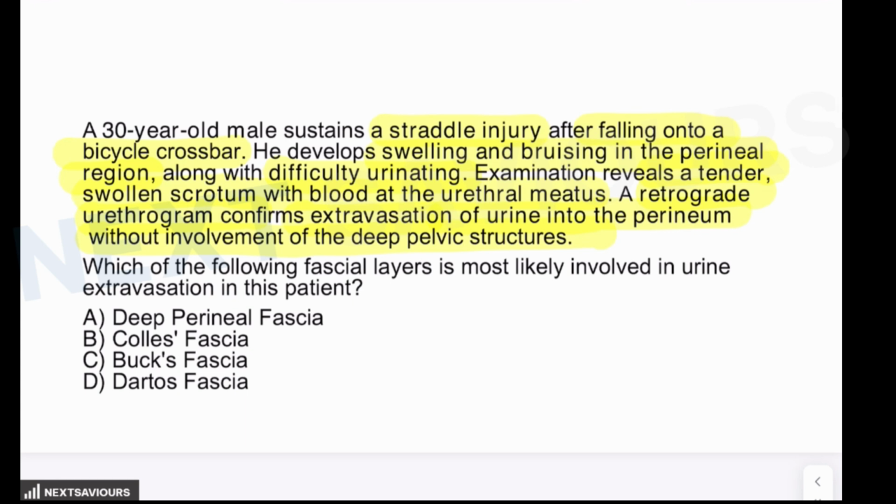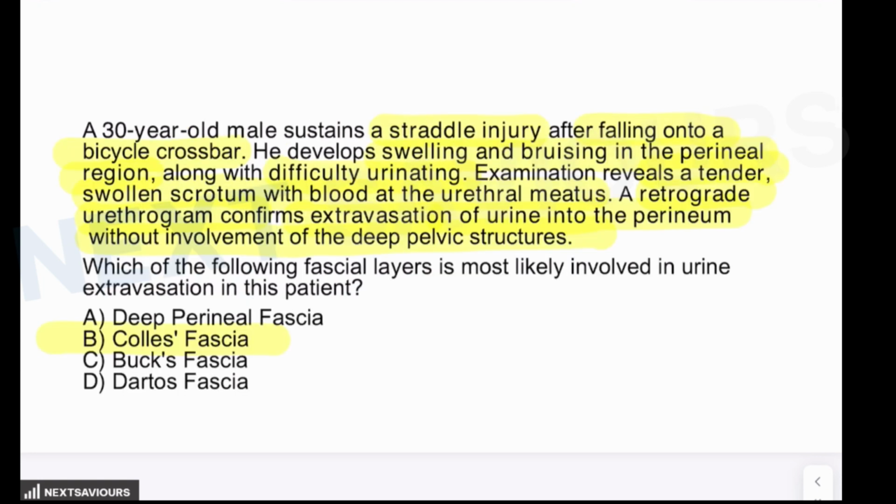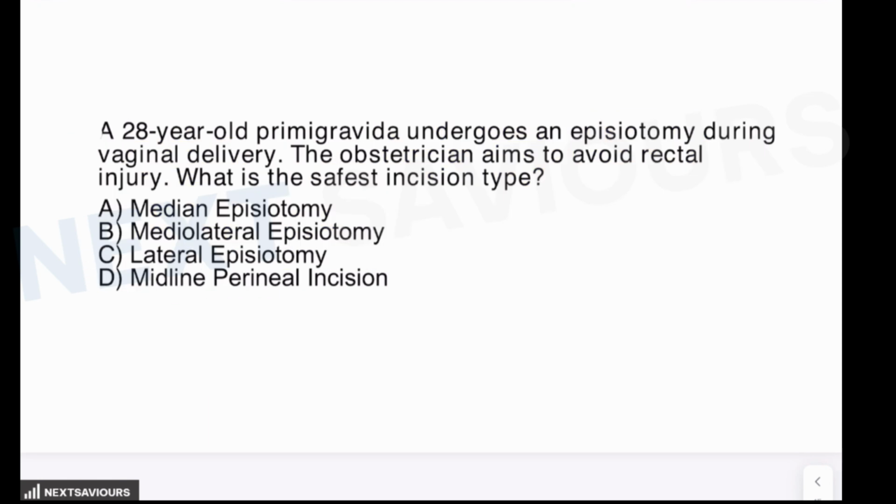What is the most likely diagnosis for this particular question? Answer for that question would be Colles fascia. So hopefully everything is clear related to this one also. Because we are talking about the perineal injuries, it is important to have a discussion on a question which has been asked multiple times.